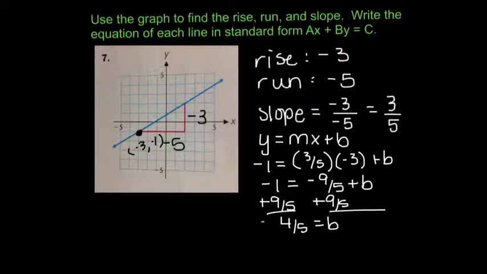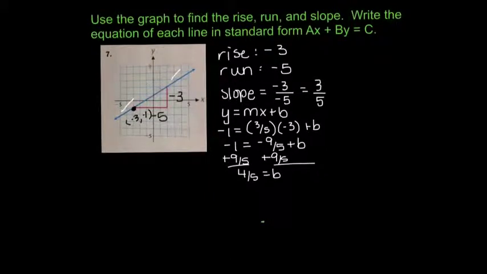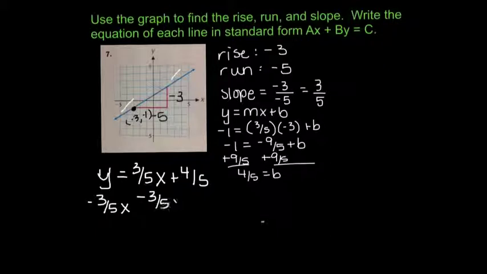So the equation of my line, I'm going to make this a little bit smaller so that I have some more room. The equation of my line then is y equals 3/5 x plus 4/5. To get this into standard form, I have to move the x term to the other side, so I can subtract the 3/5 x from both sides, which leaves me with -3/5 x plus y equals 4/5.